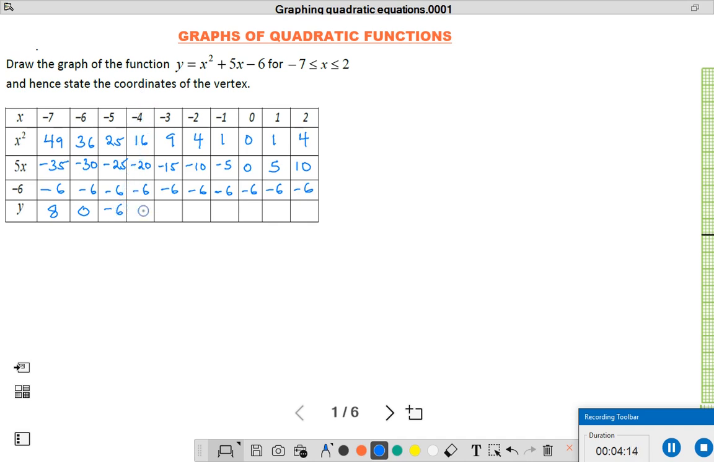Here, you get negative 10. Here, we get negative 12. Even here, we get negative 12. Here, we get negative 10. Here we get negative 6. This is 0, because it is 1 plus 5, 6 minus 6, 0. This is 14 minus 6, which is 8.